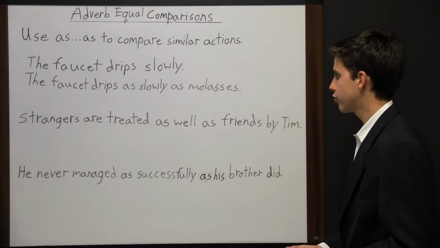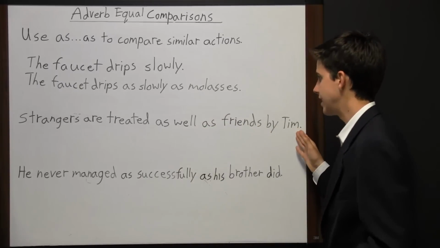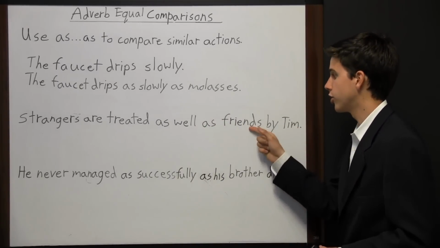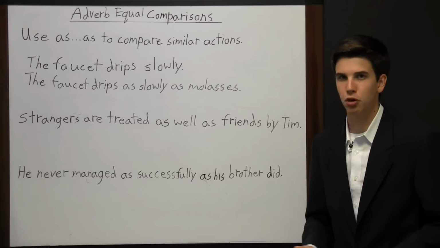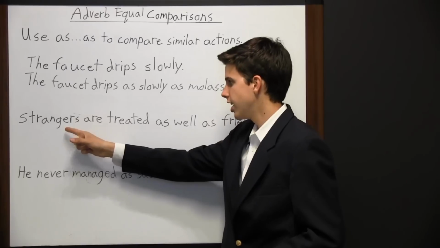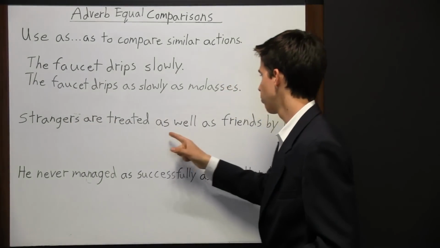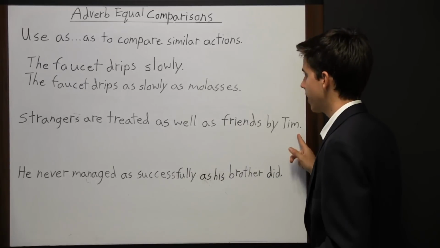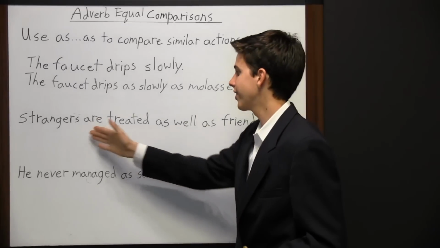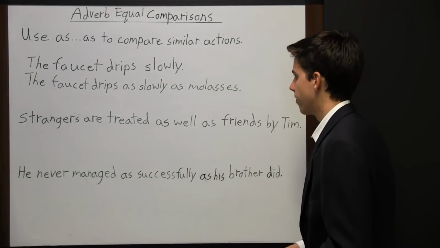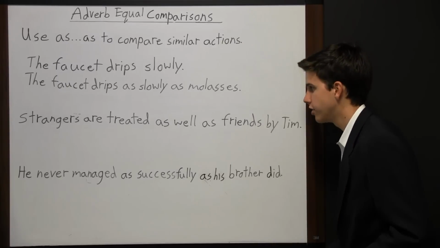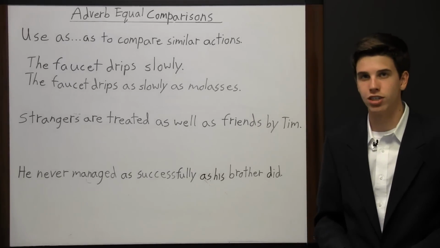Now here it says strangers are treated as well as friends by Tim. So people can assume that Tim is going to treat his friends well. But people don't know how well he treats his strangers. So instead of just saying strangers are treated well by Tim, the writer can put strangers are treated as well as friends by Tim. So the writer is comparing two similar actions now. The action of him treating strangers and the action of him treating friends to show that Tim treats strangers very well.